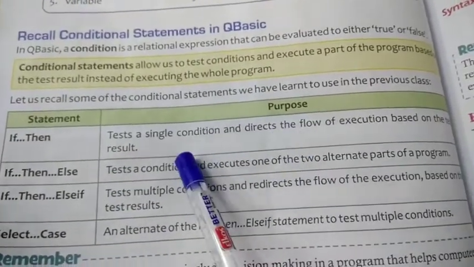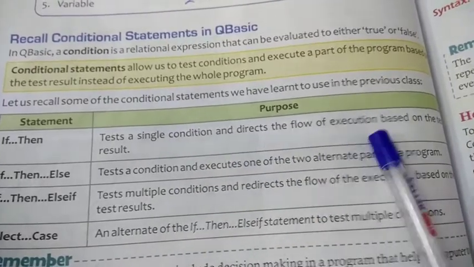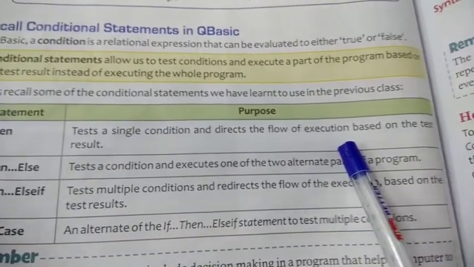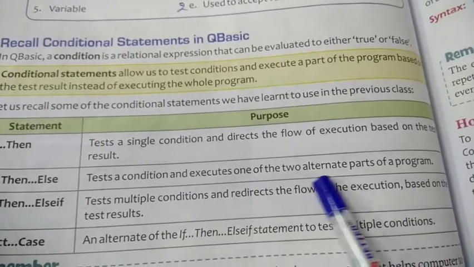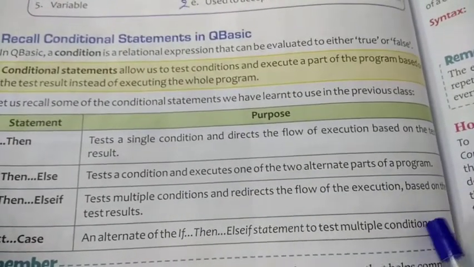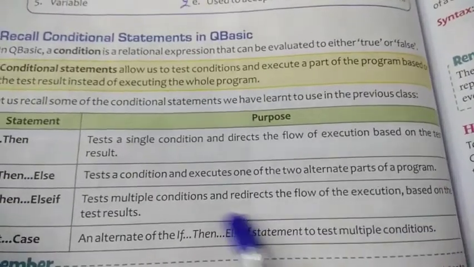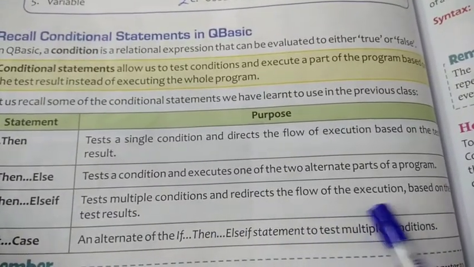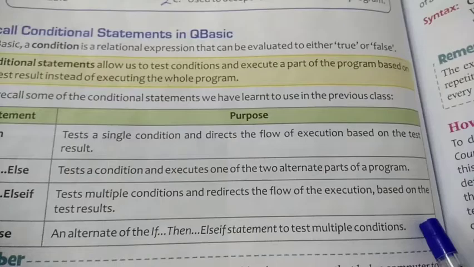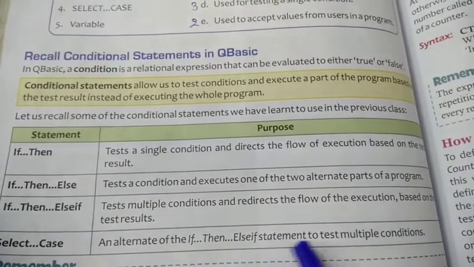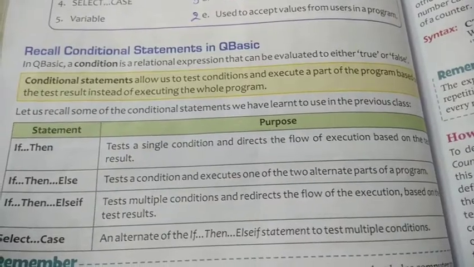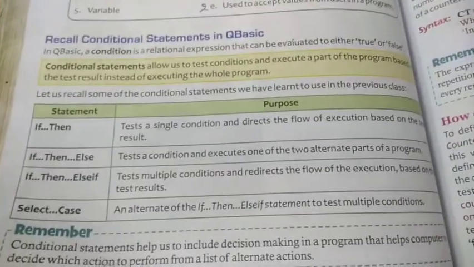So the purpose is how to use and test a single condition, and direct the flow of execution based on the test result. Then test a condition and evaluate one of the two alternate parts of a program. Now test multiple conditions, which redirects the flow of execution based on the test results, using the alternate of the if-then-else-if statement to test multiple conditions.